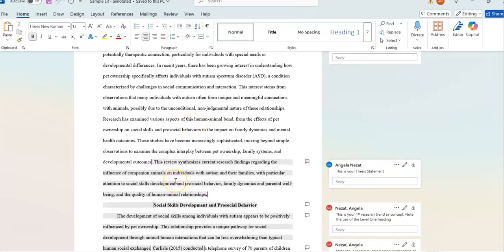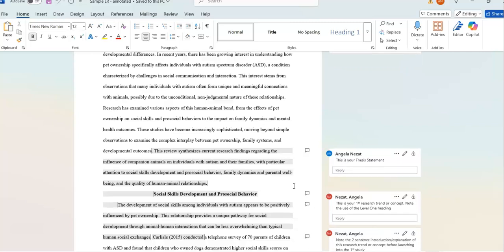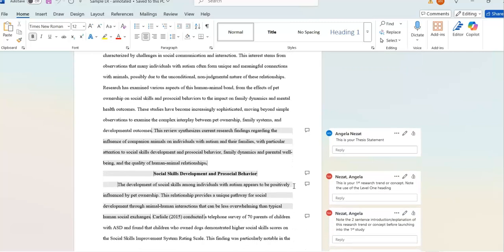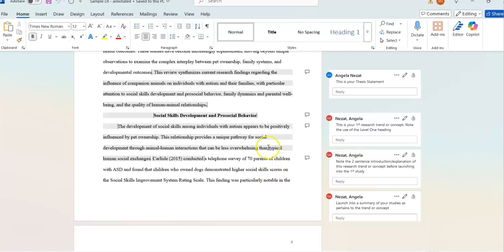And then you conclude your introduction with your thesis statement, or sometimes it's called a purpose statement when you're writing a paper like this, because you're telling me the purpose of your paper. It's very overt. Then you launch into the first section of your paper. This is the first research trend that you've noticed. What stood out to you?